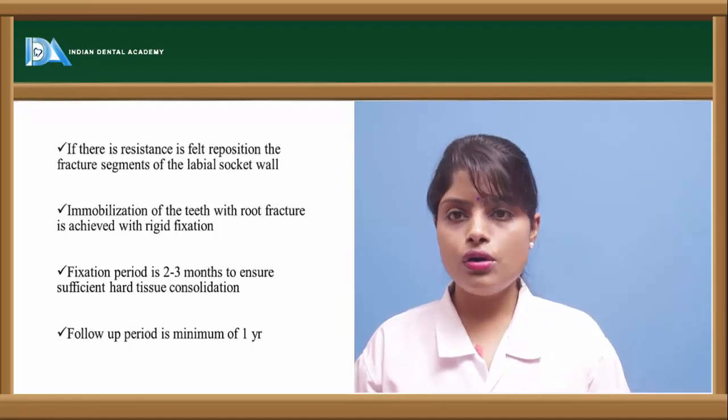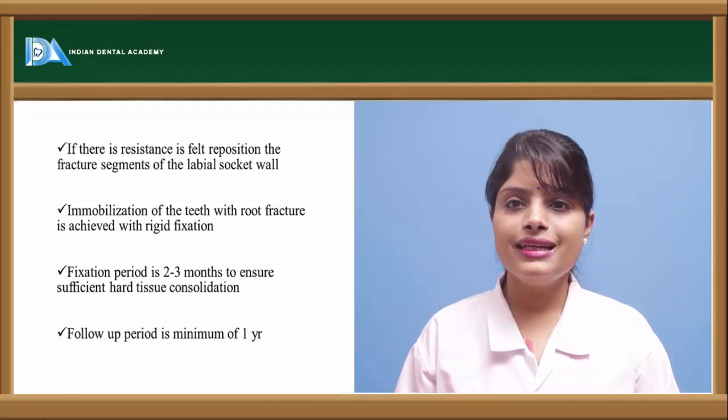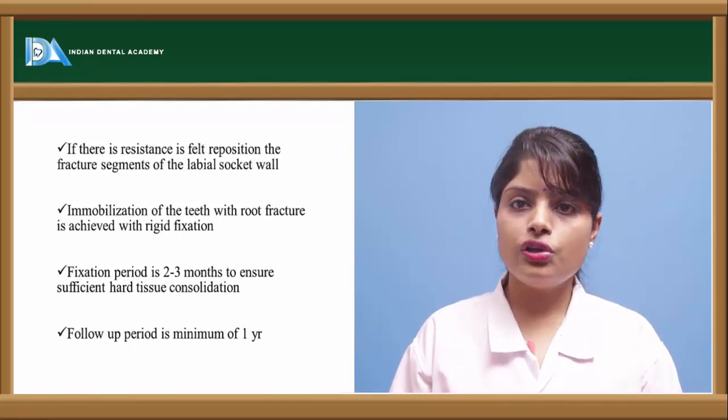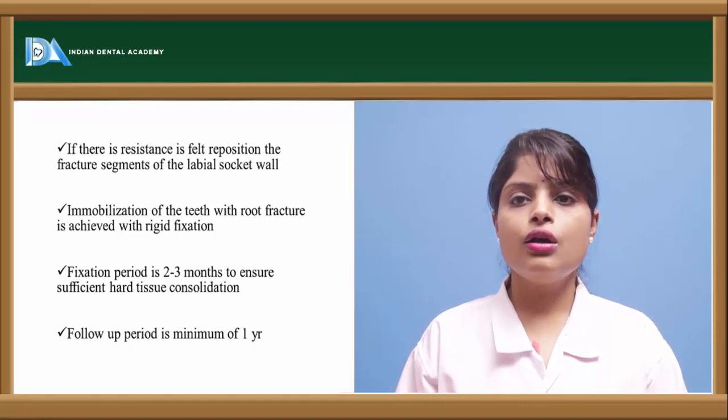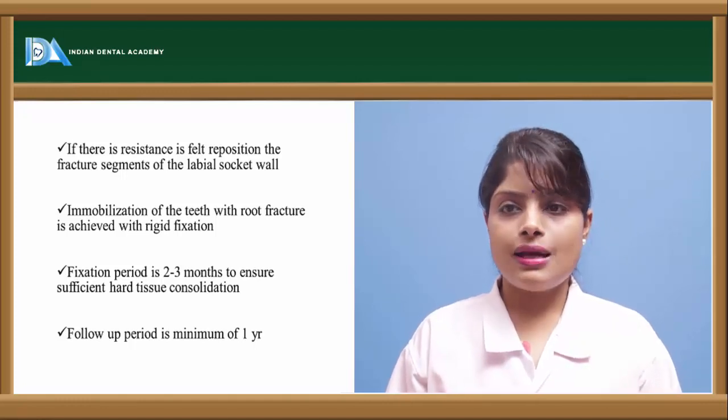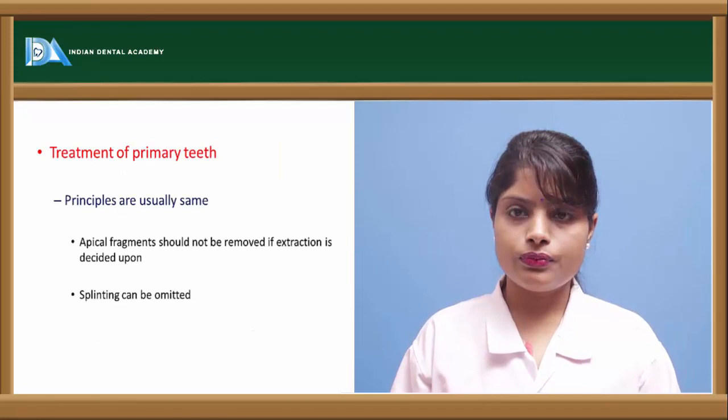A splinted root should be kept for a minimum of 1 year follow-up, and 2 to 3 months of splinting should be done to ensure complete stabilization of the tooth.